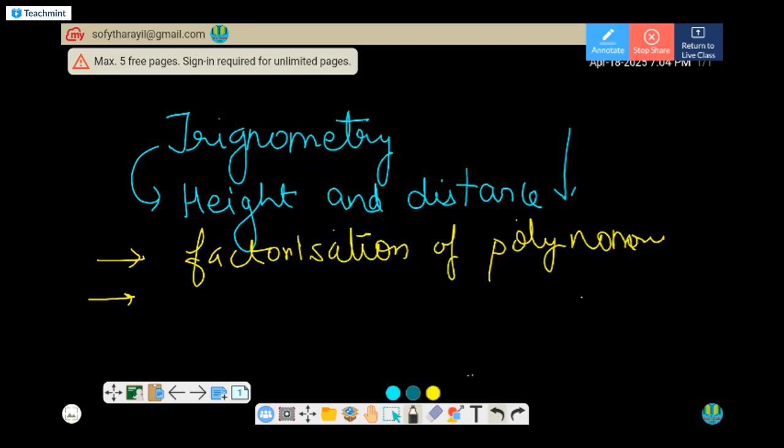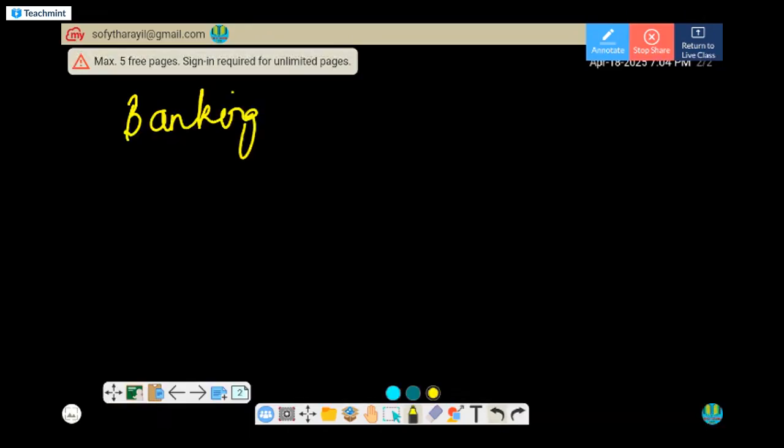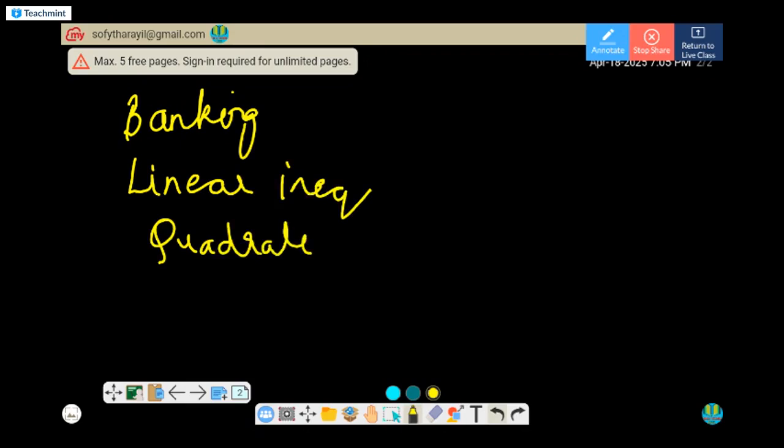Okay, tell me, what is the name? Ma'am, one is banking. Other is the linear inequations. The third one is quadratic equation, and then arithmetic progression. And then the fifth one is this factorization of polynomials.